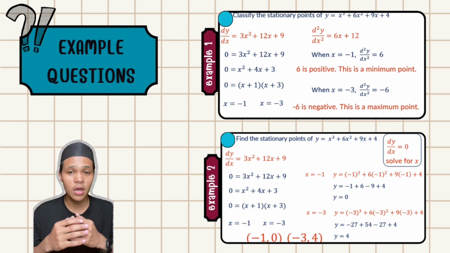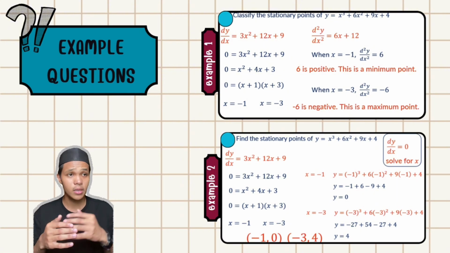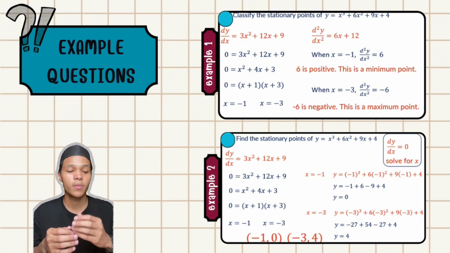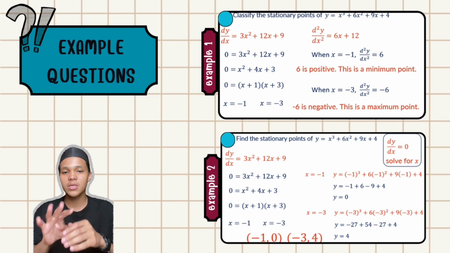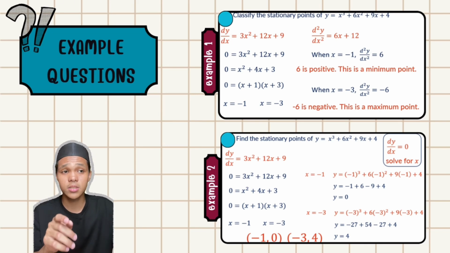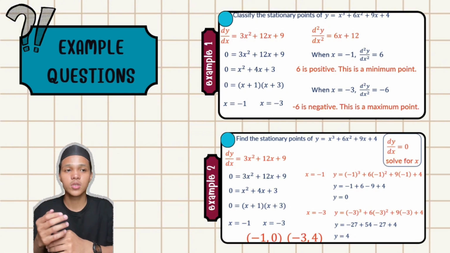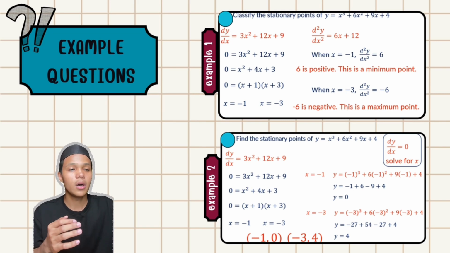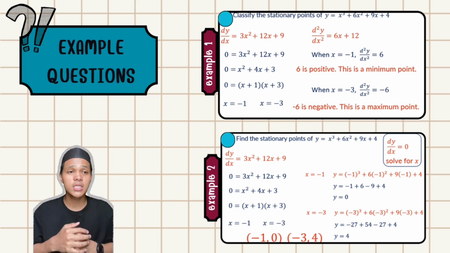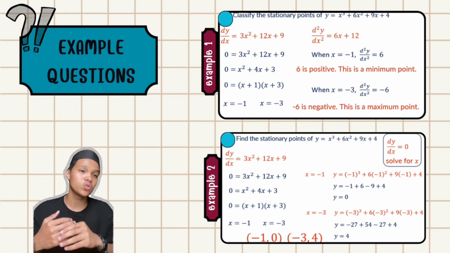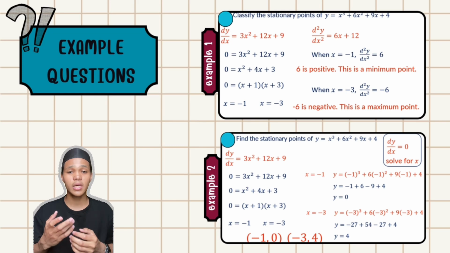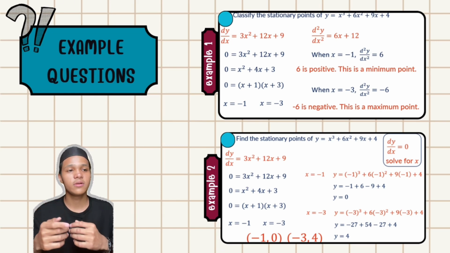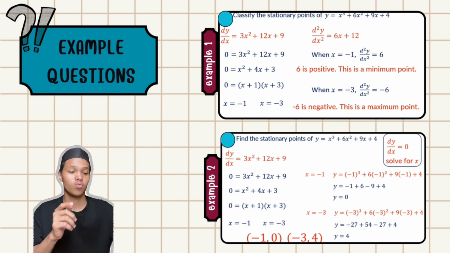For example 1, we have the equation x cubed plus 6x squared plus 9x plus 4. As I said just now, you must remember 4 steps. The first step is to find the first derivative of the function, dy over dx. So you differentiate the equation from example 1, and the answer will be 3x squared plus 12x plus 9. When you are done with the first step, we go to the second step, which is to set the answer from the first derivative equal to 0 and solve for x.